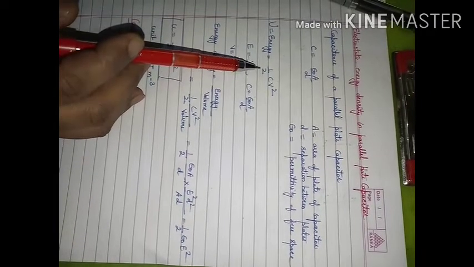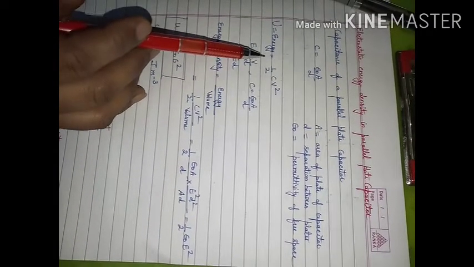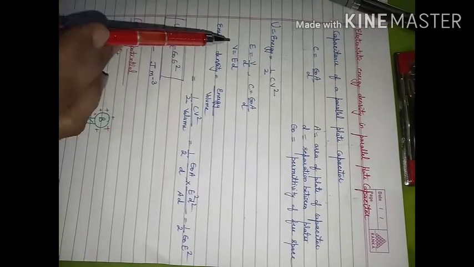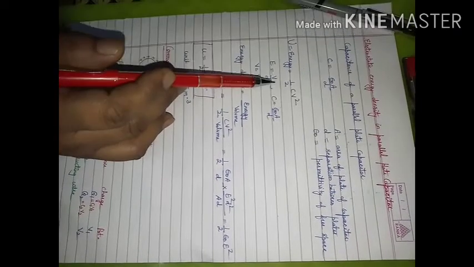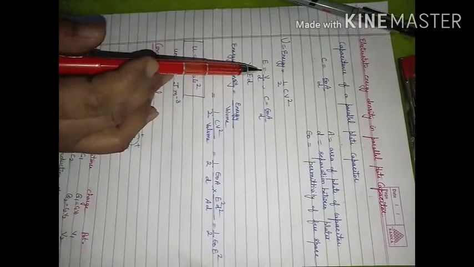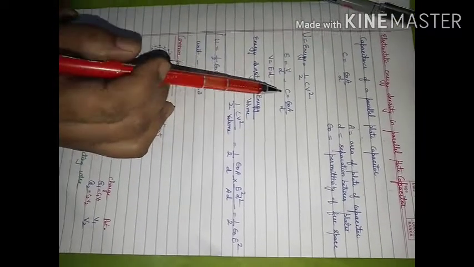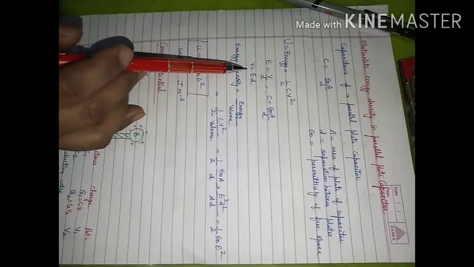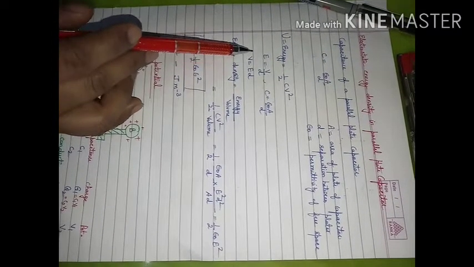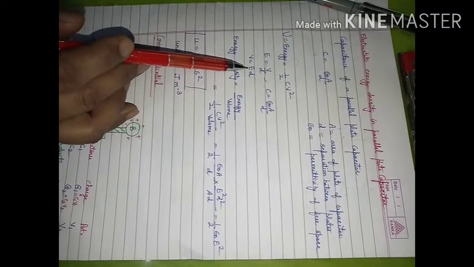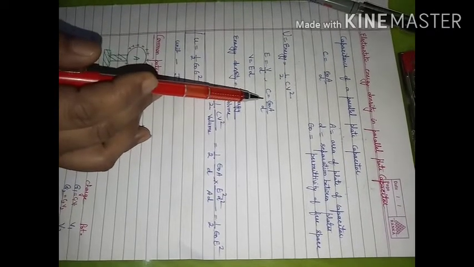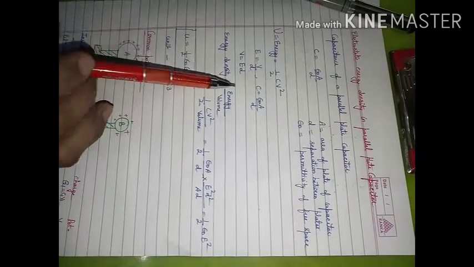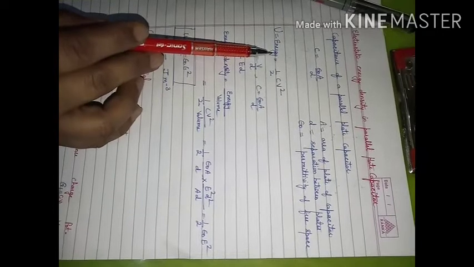Already we have derived the expression for energy stored in a capacitor, that is half CV square. Relation between electric field, potential and distance: E is equal to V by D and C is equal to epsilon naught A divided by D. Using this relation we will find the value of V. V is the potential difference here. V will be equal to E multiplied by D, and this value of capacitance we will put here. So after putting these two values we will get the value of energy.